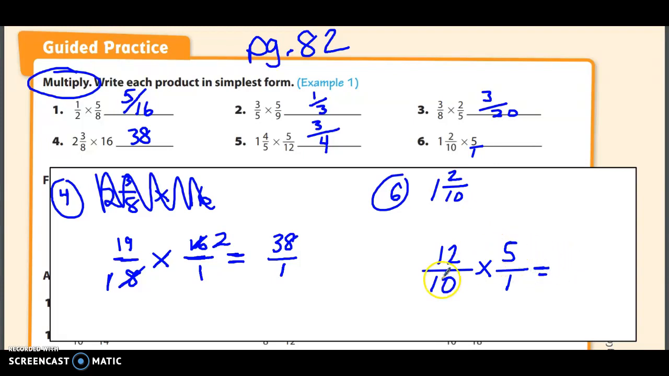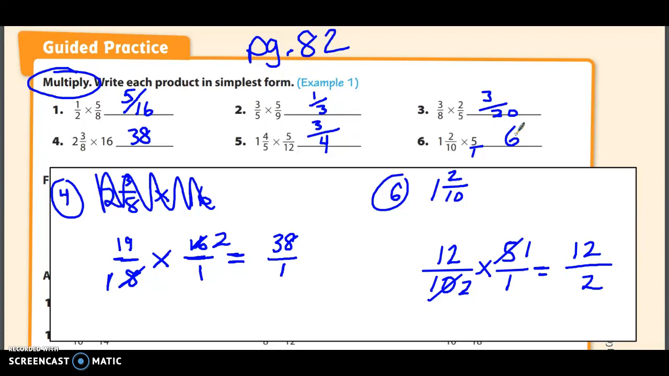I'm simplifying 5 and 10. 5 and 10 are each divisible by 5. 5 divided by 5 is 1. 10 divided by 5 is 2. And I still have 12 and 2 to simplify. If I just, watch, I'll just go straight across. What's 12 times 1? That's 12. And 2 times 1, that's 2. And that's an improper fraction. So I just divide 12 divided by 2. That's 6. It's 6 whole. The answer is 6.